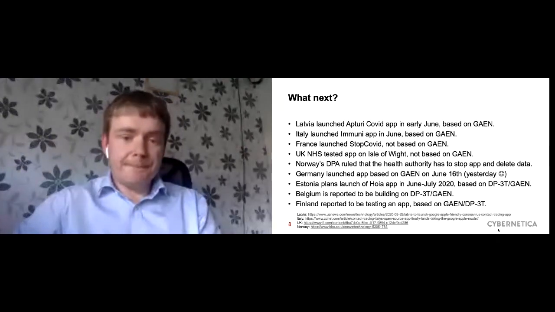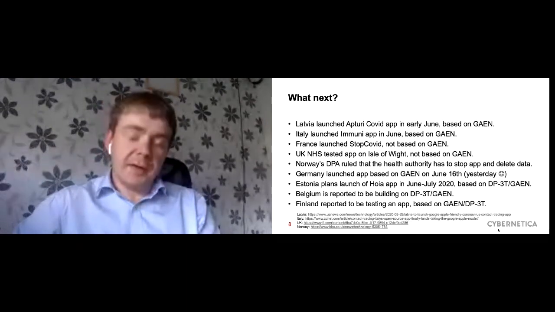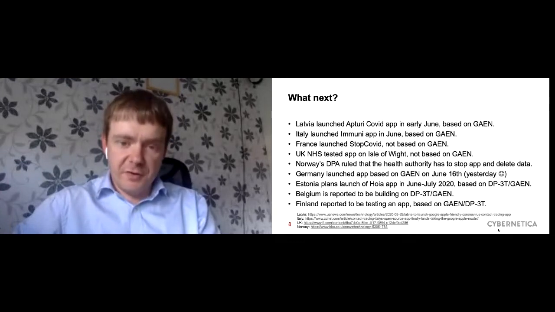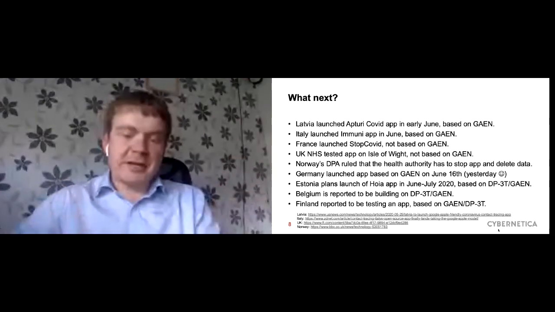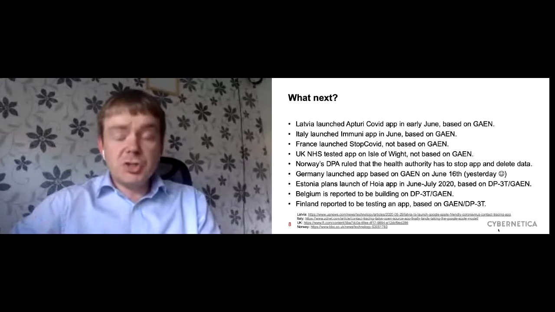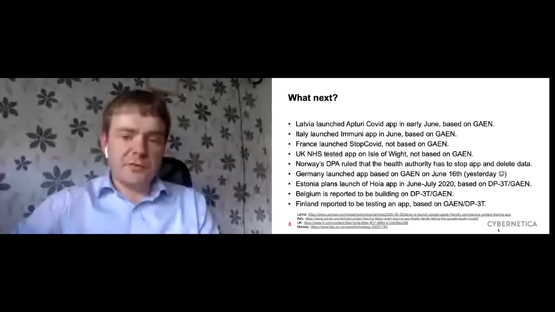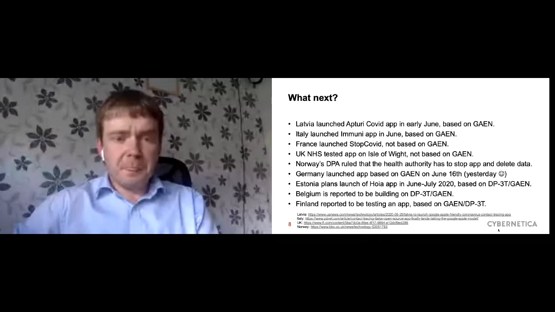We don't know yet. Germany launched their app based on Google Apple yesterday, and they have 6.5 million users as of today. This is pretty good. Everybody knows that Germany is a very privacy-aware country. Estonia plans the launch of Hoia, which is like hold or keep in English, in June, July 2020, based on DP3T and Google Apple. Germany also refers to DP3T on their app website. Belgium is reported to be building on DP3T and Google Apple, and Finland is reported to be doing the same.